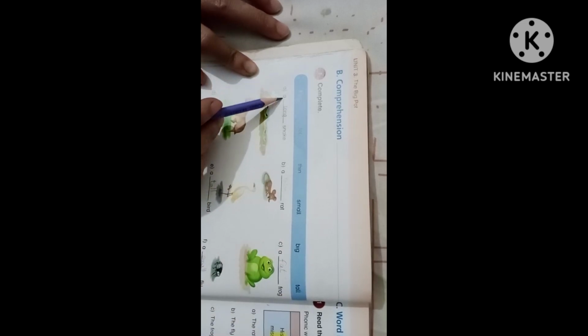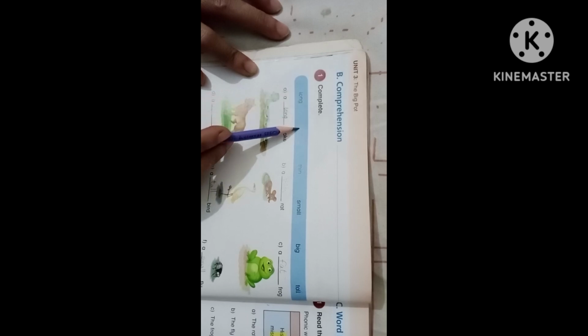A, dash snake. Long snake, fat snake, thin snake. The suitable word is long. This is a long snake. Okay, we will write here long. B, dash rat. A thin rat. Okay, thin, not fat, a thin rat.